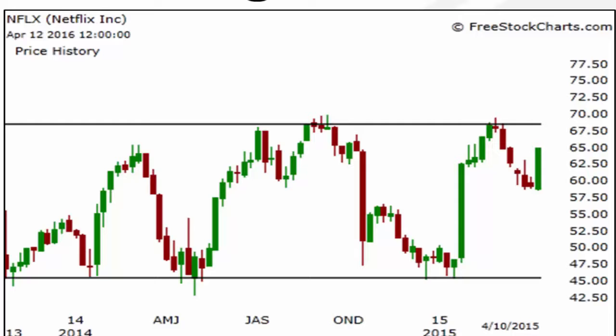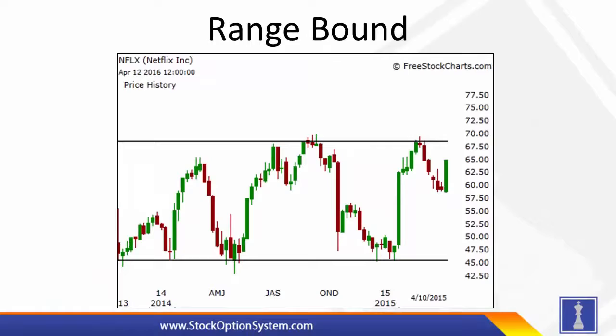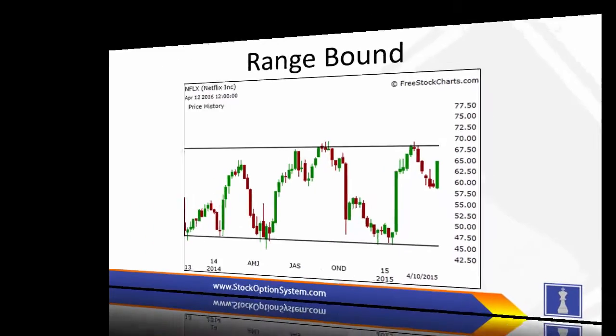Right now, just understand that when you see a stock go back and forth and there seem to be 2 price levels where it's stuck, that's where it's considered to be range-bound or in a period of contraction.